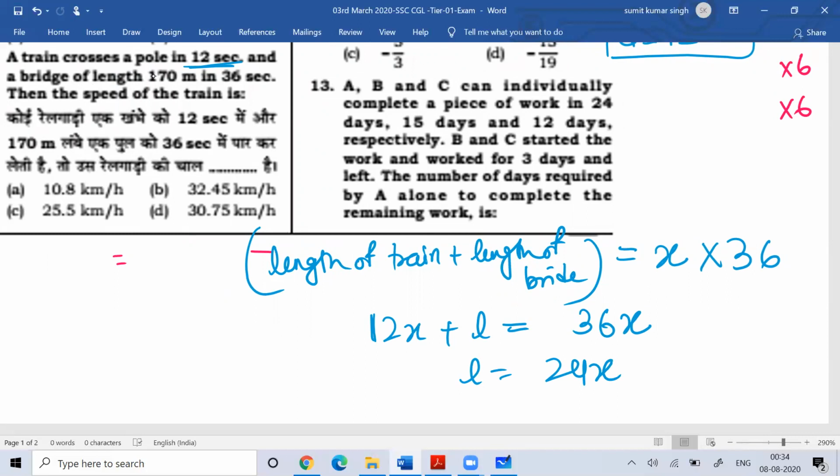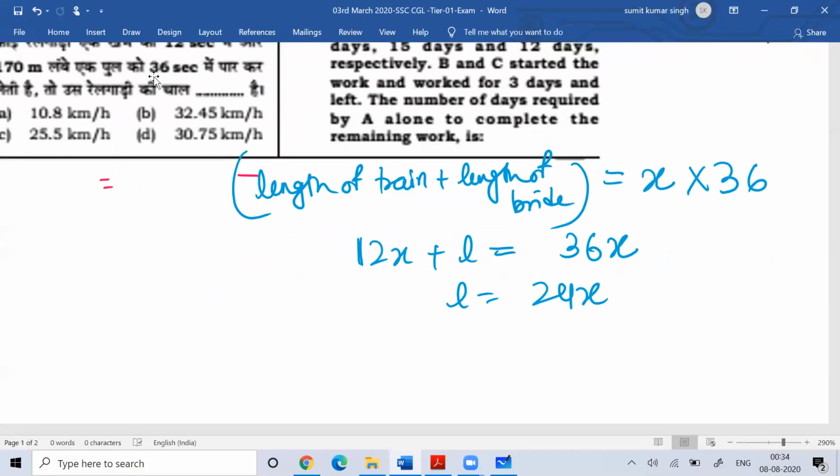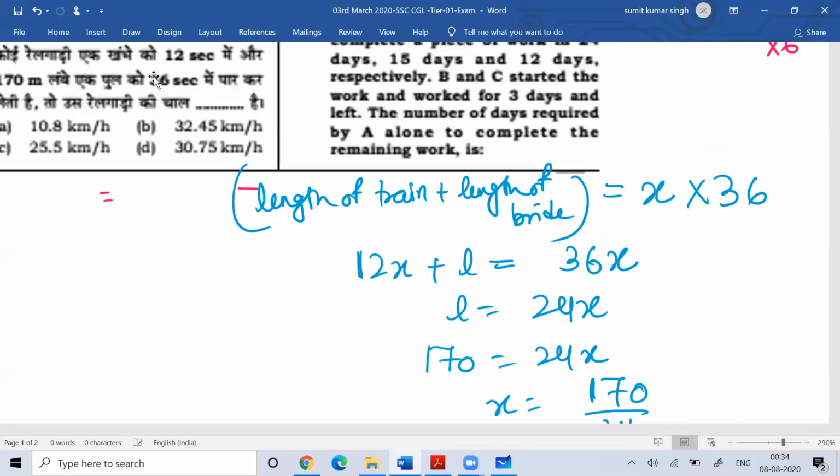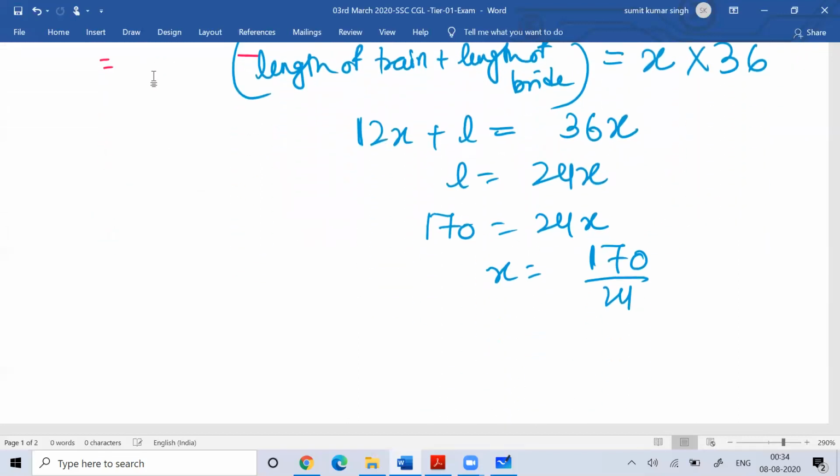Okay. Achha, the length of the bridge is given to you: a bridge of length 170. So 170 is equal to 24x. The value of x is 170 by 24 meter per second. The options are given in kilometer per hour. So to convert meter per second into kilometer per hour, I'll multiply it by 18 by 5.